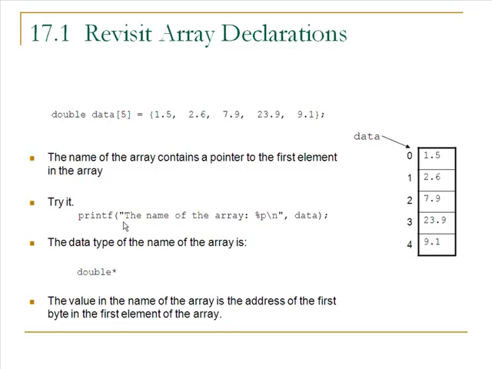So you can try this. Print out the name of the array using a percent %p, and you'll see that it's an address, and it is the address of the first element in the array. The data type of the name of the array is a pointer to the first element. So the elements in a double array are doubles, and that means that the name of the array is a double pointer, a pointer to the zeroth element.